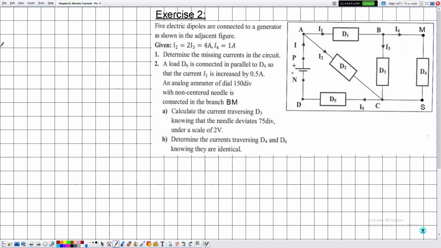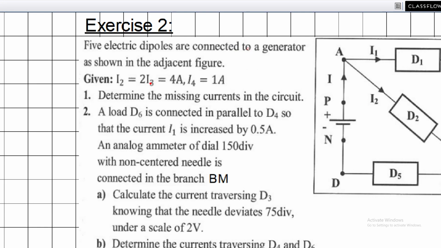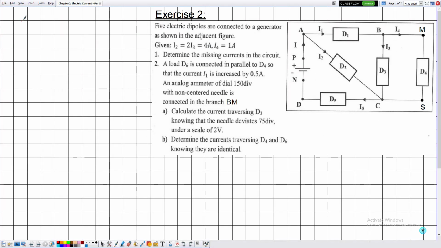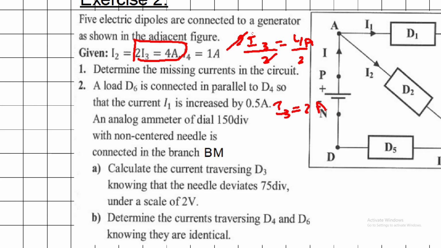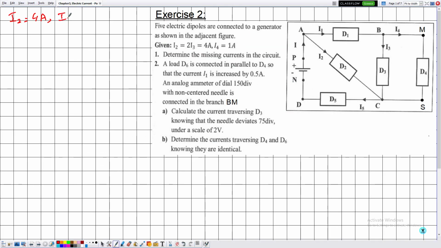We have that I2 is equal to 4 amperes, which means that the value of I2 is equal to 4 amperes. And 2I3 is equal to 4 amperes, which means that the value of I3 is simply equal to 2 amperes. And I4 is equal to 1 ampere.